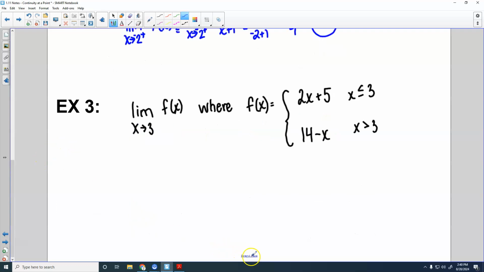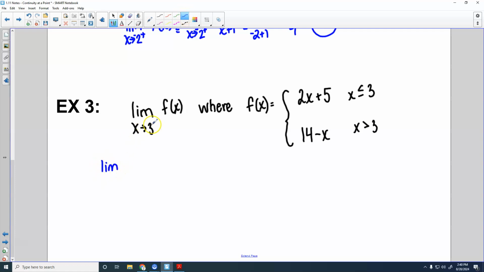Okay. Now, let's look at this last one. It's actually not a one-sided limit, right? This is asking you to find the limit as x approaches 3 of f of x. That means both sides there. So in order for a piecewise function, which is what we're going to see a lot of today, in order to do this, you need to find the limit from the left and the limit from the right.